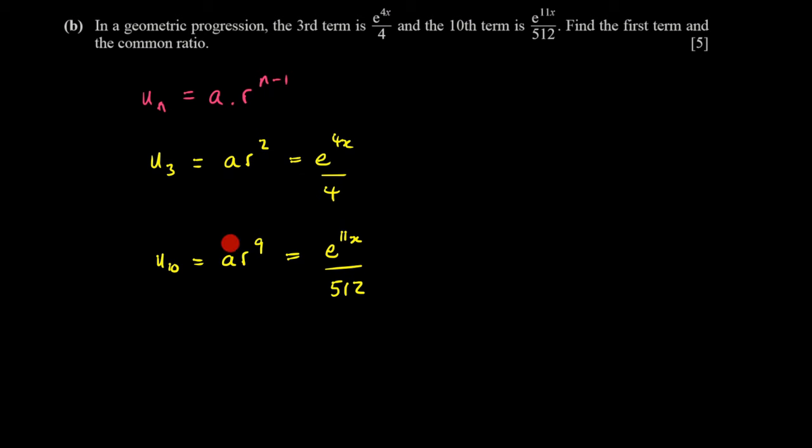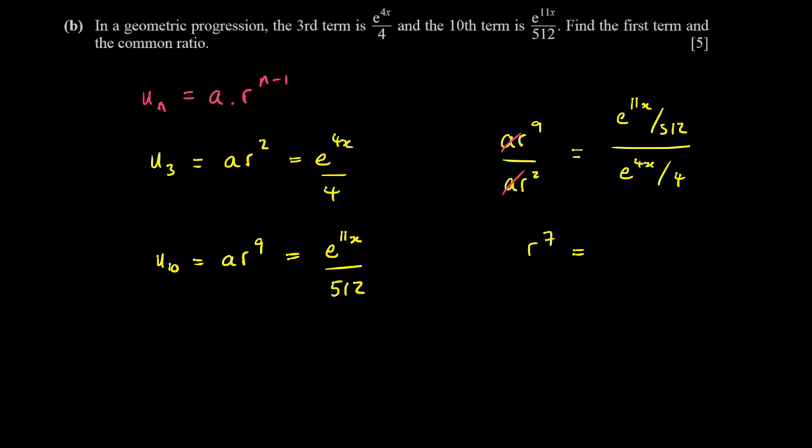Well, if we divide this term ar to the power 9 by this term ar to the power 2, we're going to cancel out the a's, right? So that's exactly what I'm going to do. So ar to the power 9 divided by ar to the power 2 is equal to e to the power of 11x upon 512 divided by e to the power of 4x over 4. So the a's cancel off, and r to the power 9 divided by r to the power 2, we subtract the powers, we get r to the power 7.